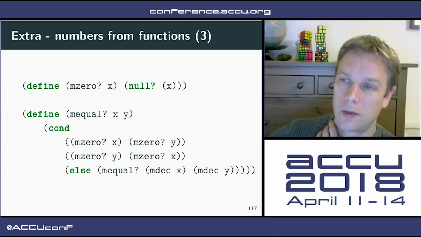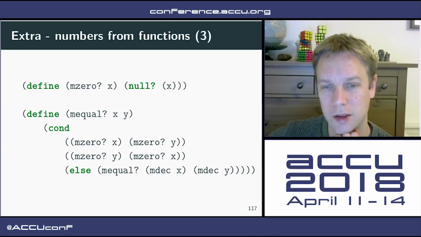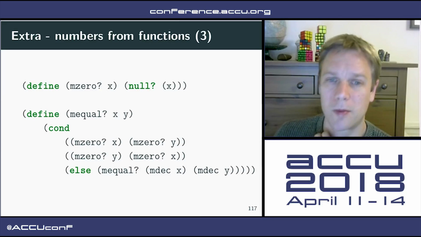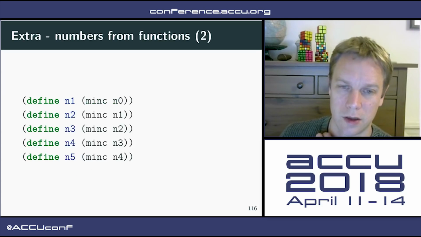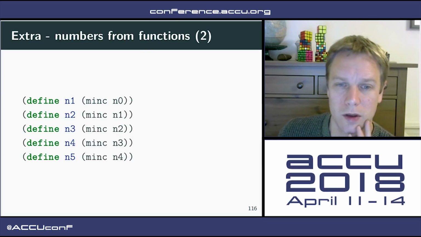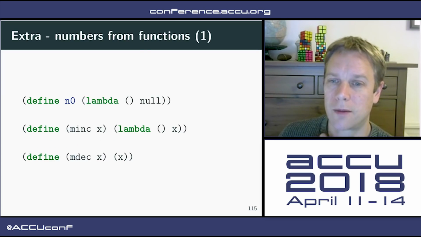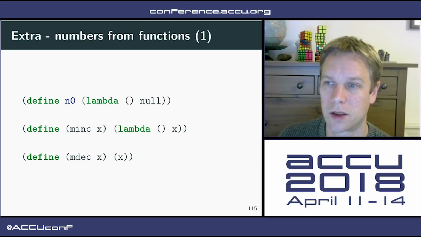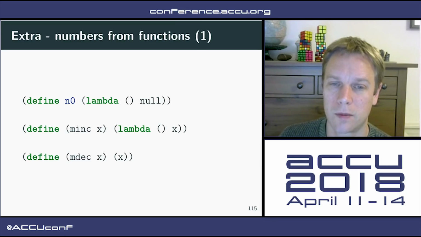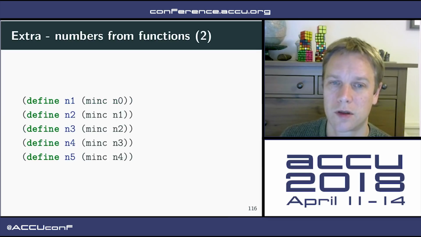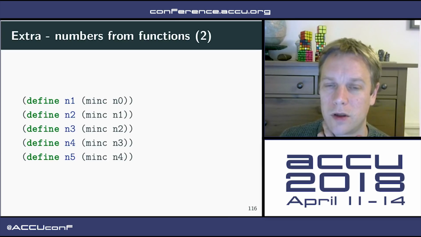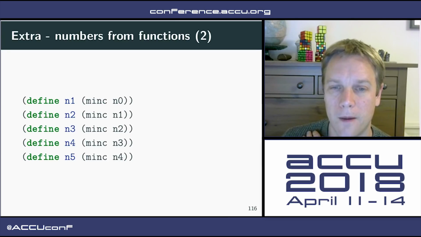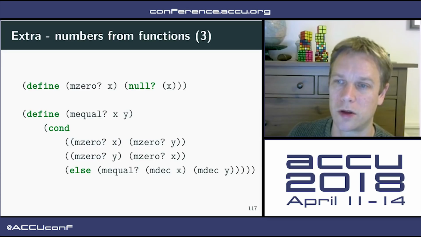So you may or may not believe yet that mdec actually decrements our numbers, but remember what mdec does. What mdec does is calls x, and that's the answer. So what minc does is kind of wrap up x in a function that when you call it gives you back x. So if you call minc and then mdec, you'll get back the same thing you put in. So given that these numbers were made by calling minc, if we used mdec on them, then it will indeed give you the one that's one less.